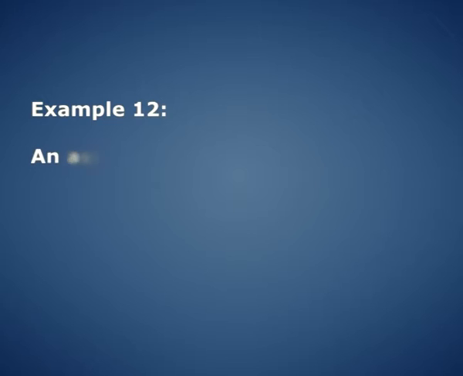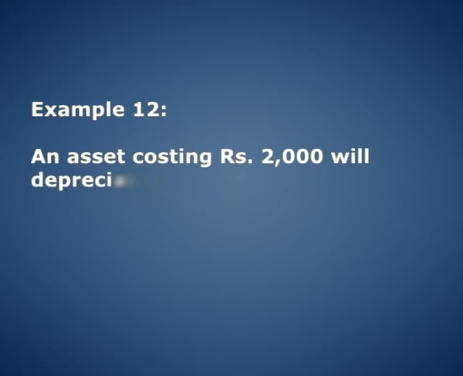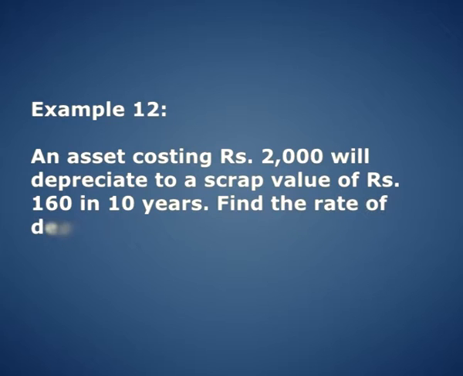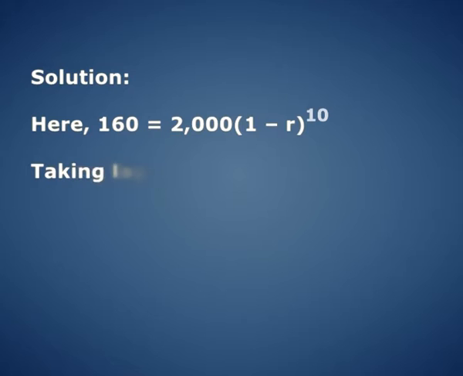Now let's see an example. An asset costing rupees 2000 will be depreciated to a scrap value of rupees 160 in 10 years. Now we have to find the rate of depreciation here. Now let's see the solution. We can say that 160 is equal to 2000 times (1 minus R) to the power 10.